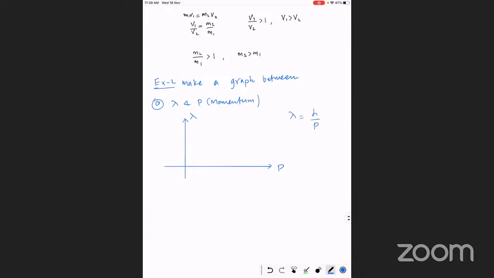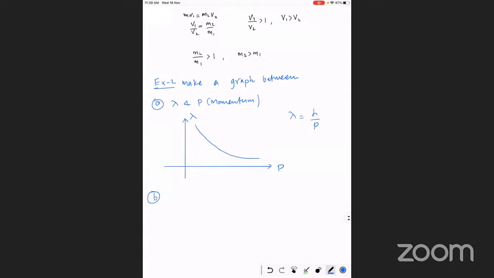Now, example 2. If I ask you to make a graph between lambda and momentum p, what will be the nature? Through mic, please tell me. We can use this formula, h by p. What should be the nature of the graph? Rectangular hyperbola. Very good.